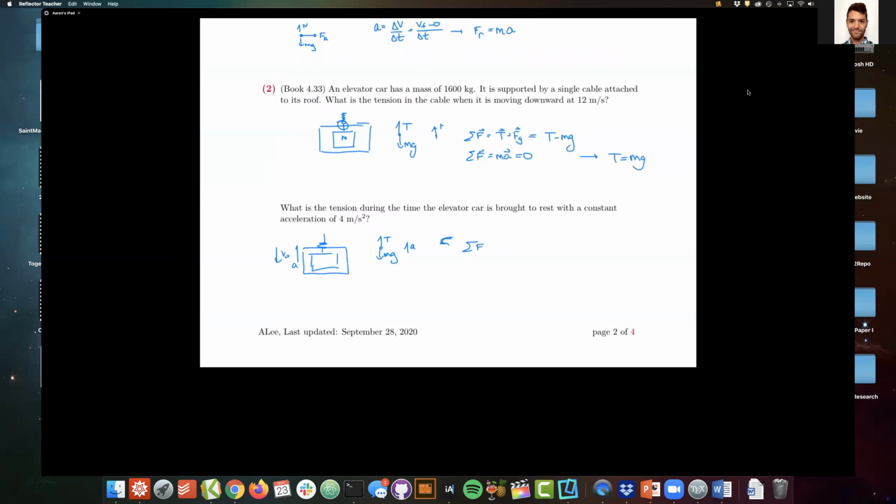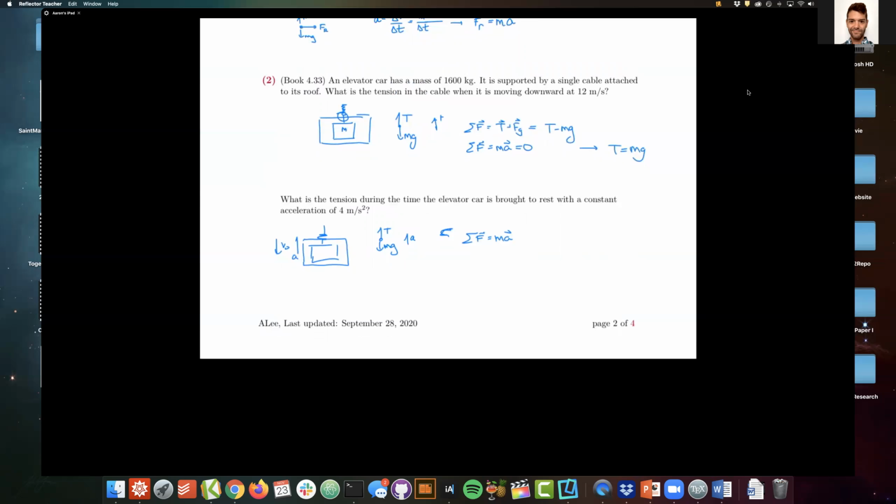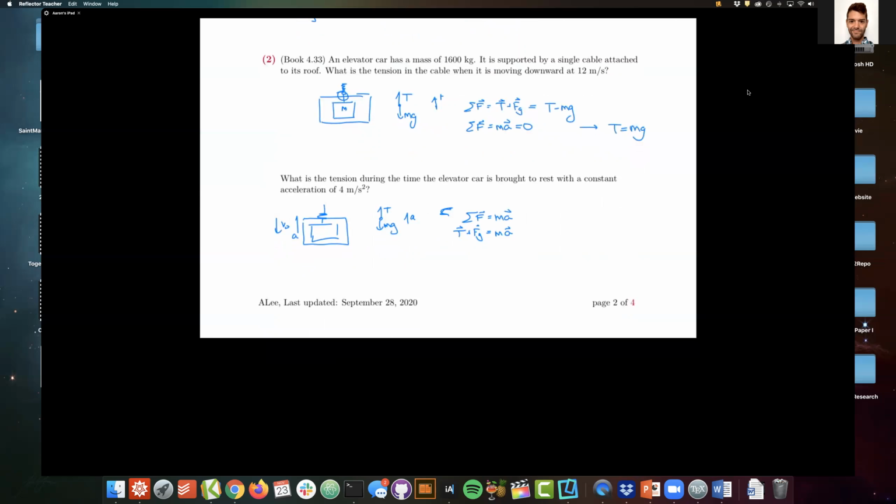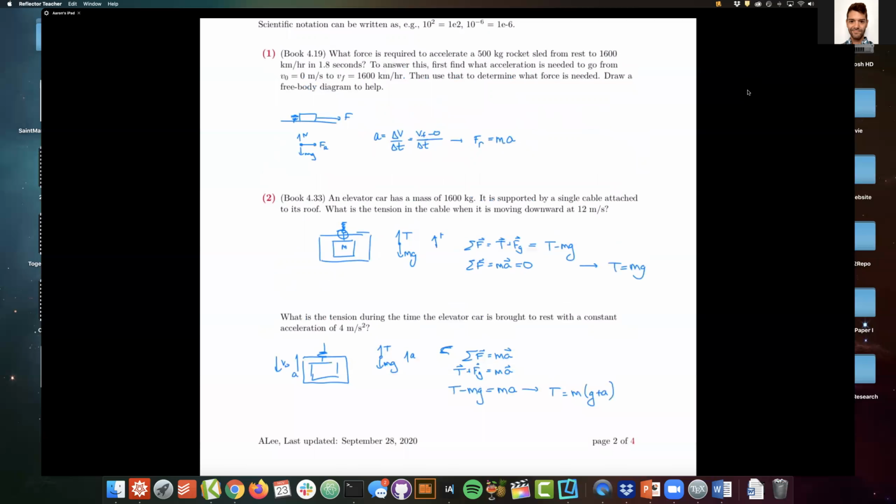So in this case, the sum of the forces equals the mass times the acceleration. If up is positive, this is the tension force plus the gravitational force equals the mass times the acceleration. Bringing in the coordinate system, T is positive upward minus mg because it's downward equals m times the acceleration upward. In this case, the tension must be m times g plus a. The tension has to do more. It not only has to balance out gravity, but it also has to accelerate the thing upward, so it has to be pulling up with an additional force.